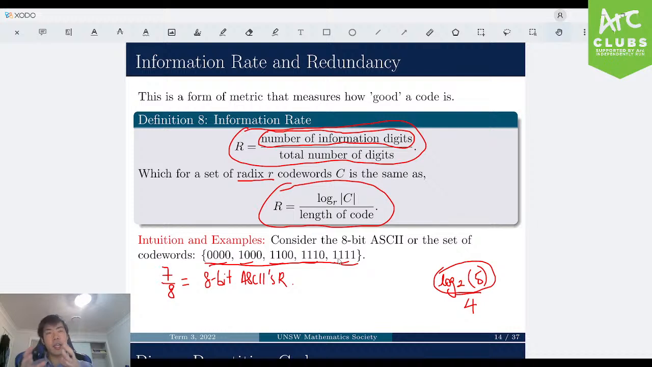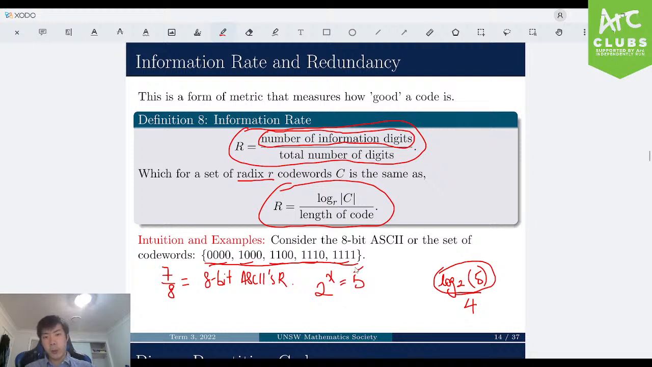So in this code set, it wants to be capable of distinguishing between 5 different symbols, for example, S1, S2, S3, S4, S5. You want a code set that has enough code words to distinguish between 5 symbols. Since we're using a binary code, in each digit you can either choose between 0 or 1. So essentially what you have here is 2 to the power of x equals 5.